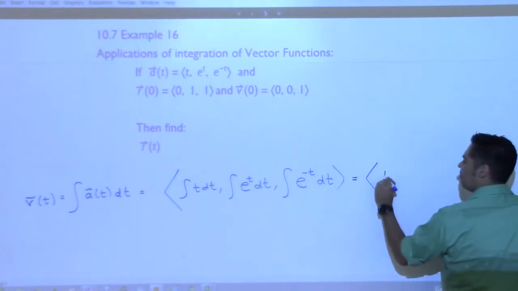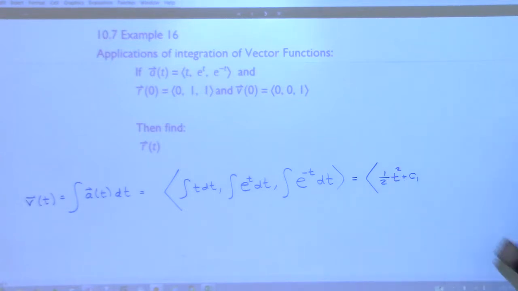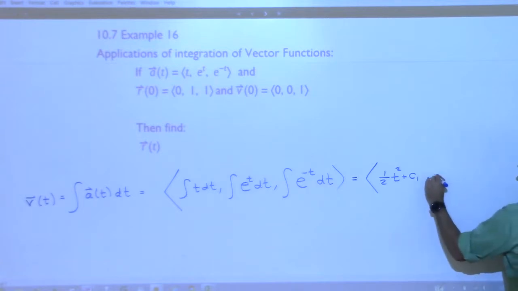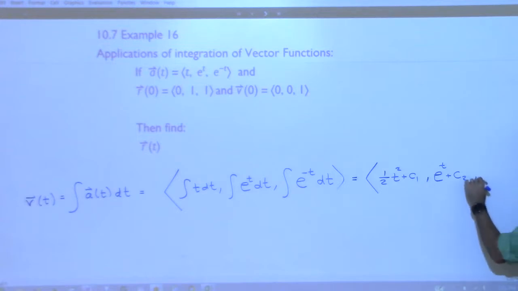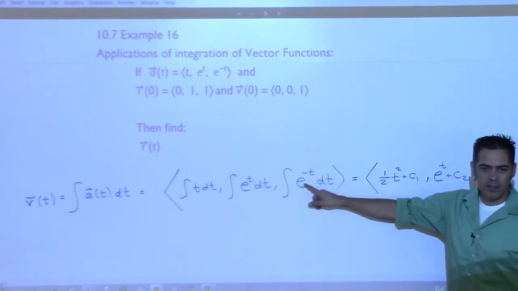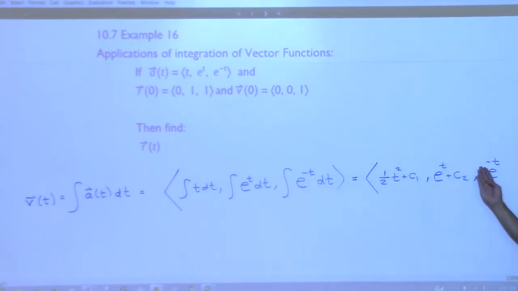1/2 t squared plus some constant, right? And then e to the t plus some constant. And then finally, negative e to the negative t, right? The antiderivative of this is itself, but you have to account for the chain rule. So if I took the derivative of that without the negative, it would be itself times negative 1, but I need to kill off the negative 1, so I need a negative out there, right? And then plus C3.